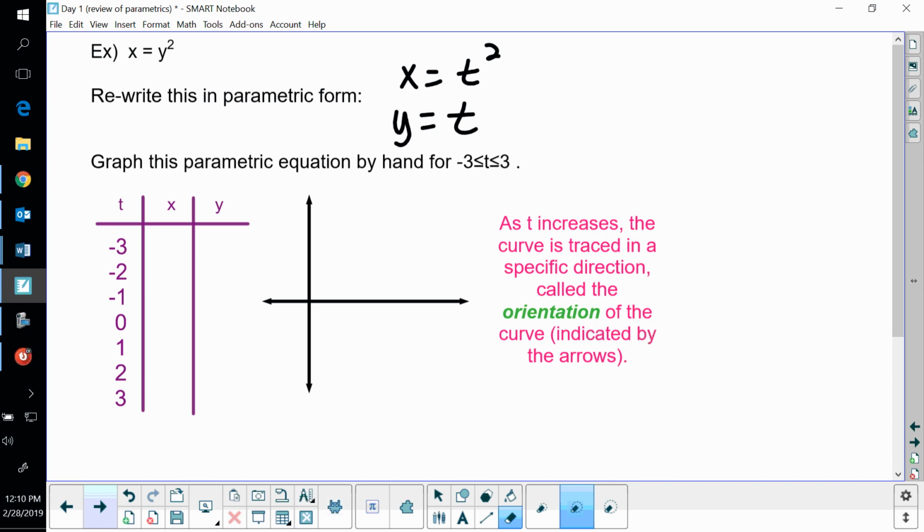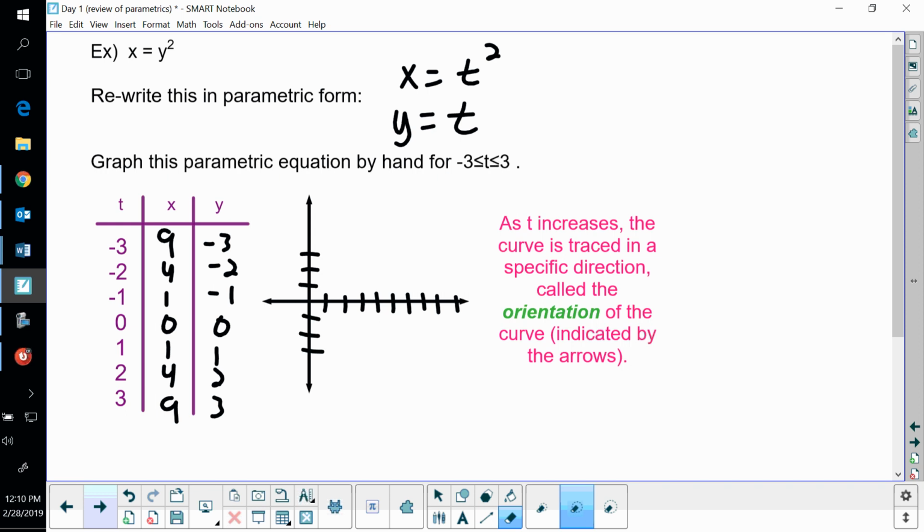So we've got a t table here. So our y's are just t, so we can copy those down. And our x's are just the t squared. And we'll graph that over here. Now as you're plotting it, take note of which direction the points are going as t increases.